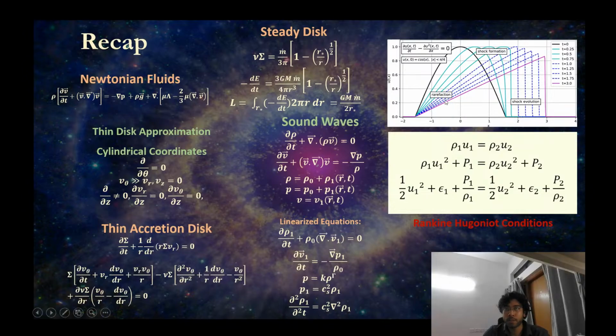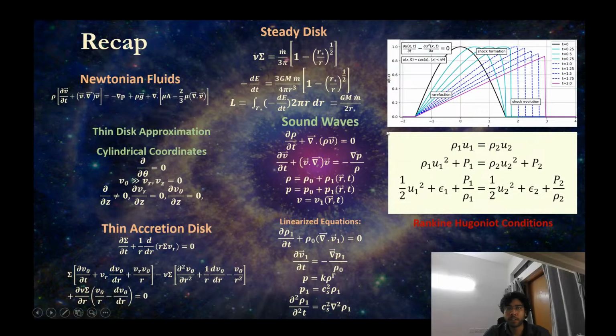So what happens in a shock is that you see a very steep gradient of all the fluid variables, starting from density, velocity, pressure, and so on. Then we studied what the conditions for a shock are, and we arrived at the Rankine-Hugoniot conditions, and that's where we ended. So what do these conditions say? We will actually use these conditions in today's lecture.